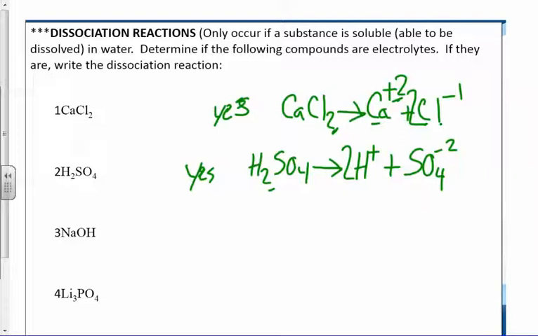Let's do the last one here, number 3, and I'm going to let you do number 4 and 5 by yourself. So sodium hydroxide is NaOH.